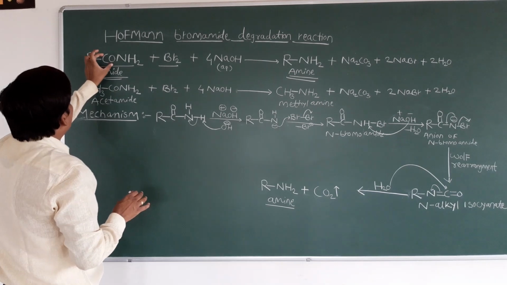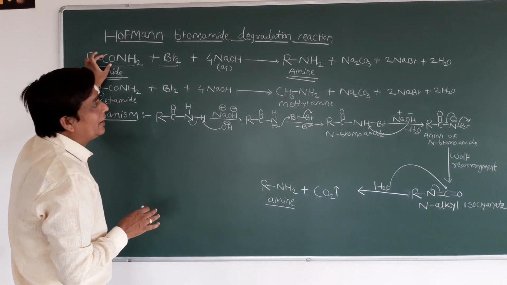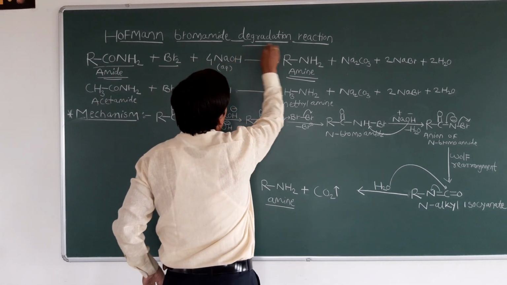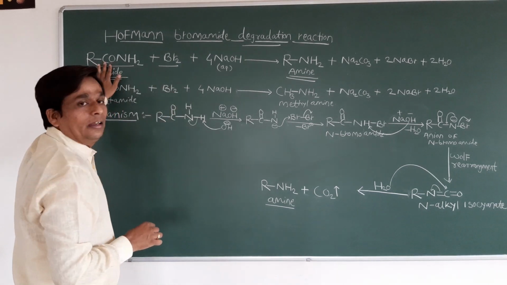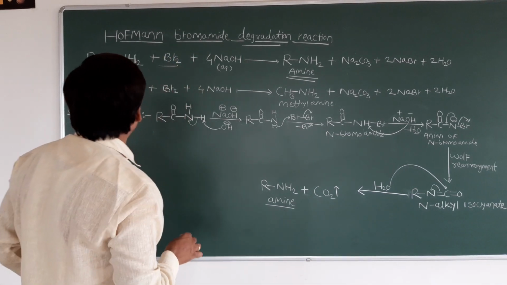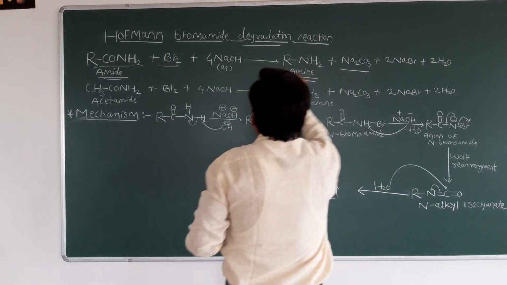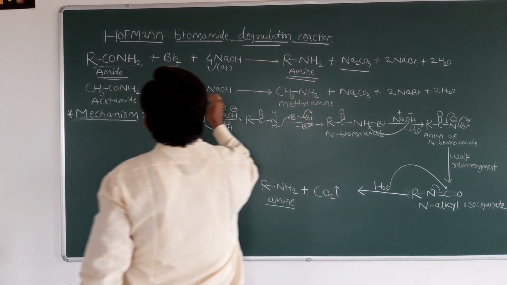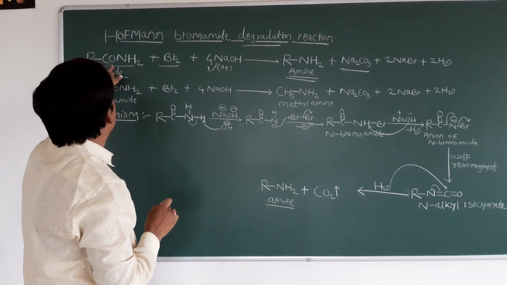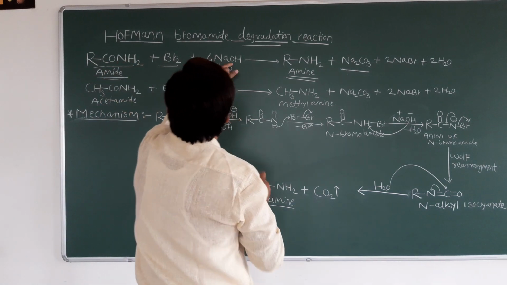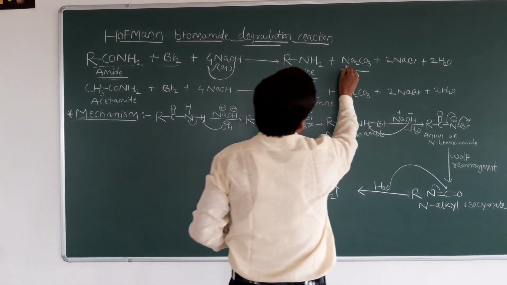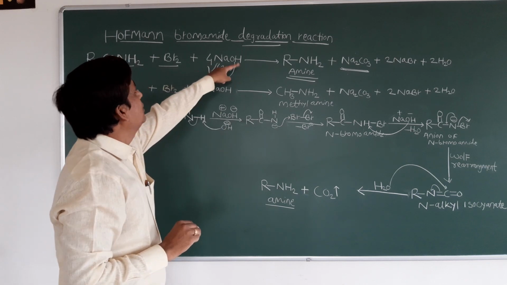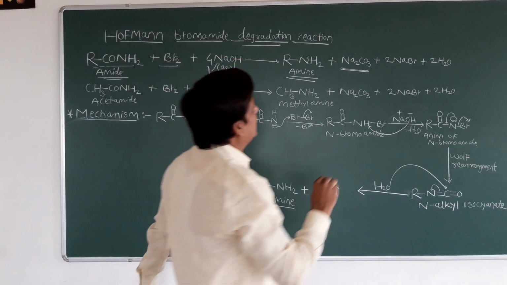In this reaction the carbonyl group is removed and it directly converts into the amine, meaning one carbon is reduced here. That's why we say it is a degradation reaction. Then what remains? Na2CO3: 2 of the 4 Na, the carbon from the CO, and 3 oxygens from NaOH give Na2CO3. Then 2 Na remain as 2 NaBr, and with the 2 OH groups and 1 oxygen, H2O is removed like this.